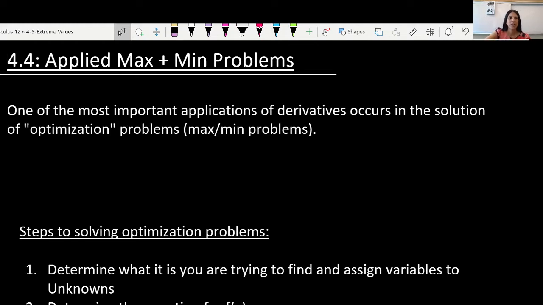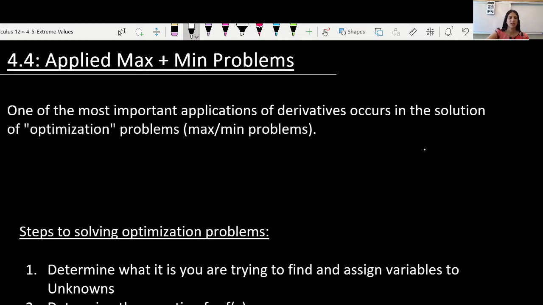We're doing applied maximum and minimum problems today, so we get to apply basically all the skills we've learned in this unit, chapters 4 and 5. And it's one of the most important applications of derivatives. It occurs in the solution of optimization problems, and optimization just means max and min problems.